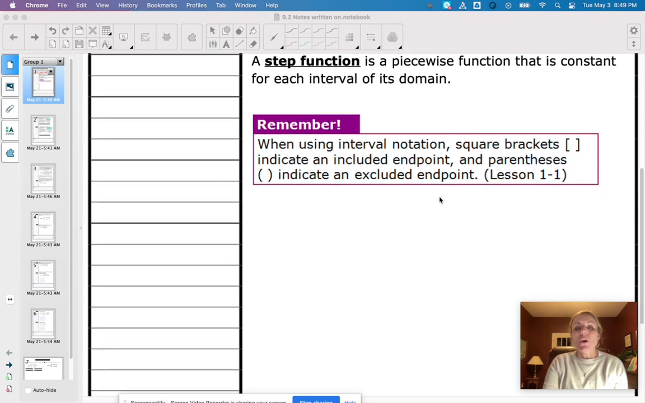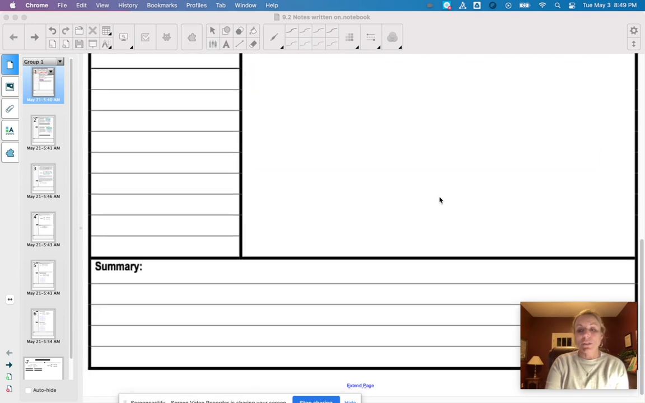Here's a reminder. When using interval notation, square brackets indicate an included endpoint and parentheses indicate an excluded endpoint.